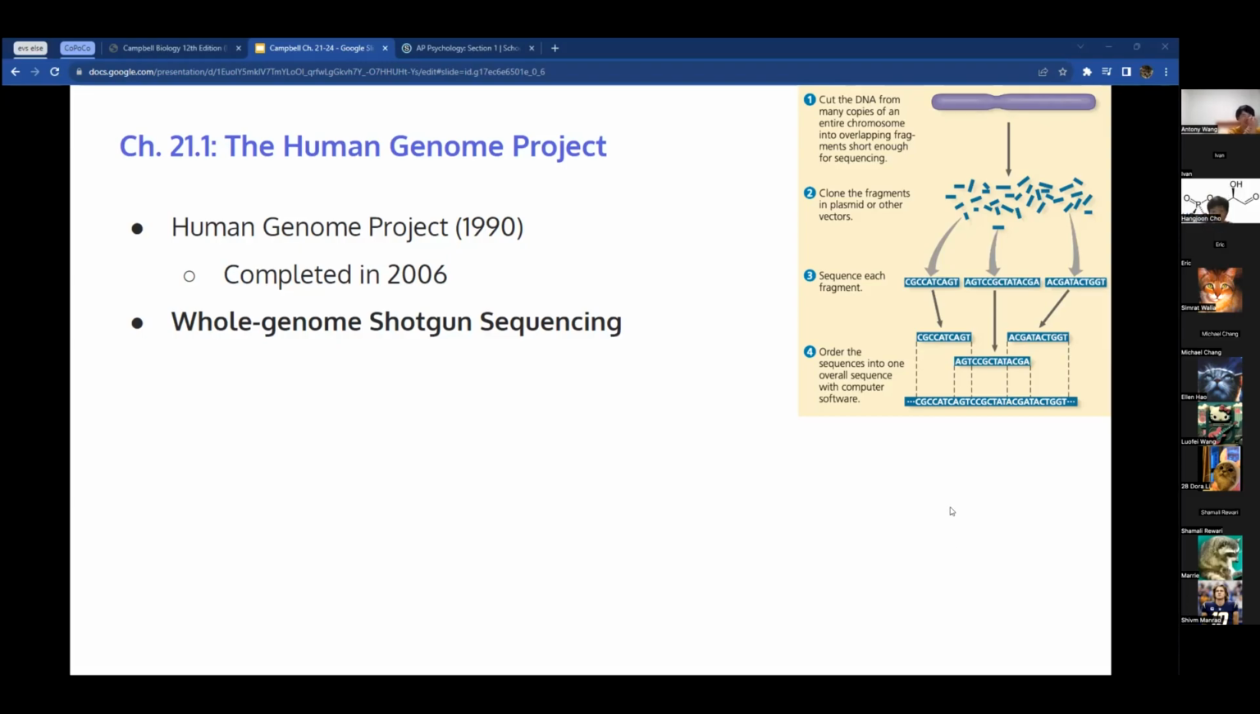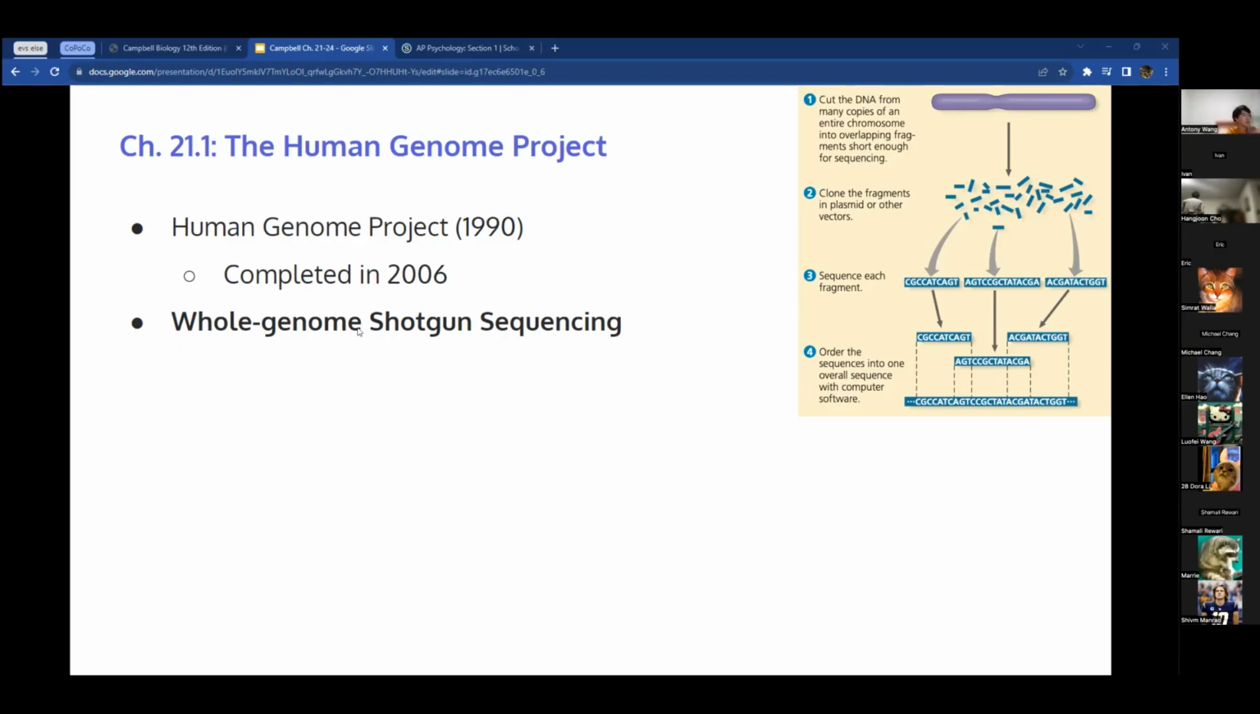All right, let's actually get started. So in the 90s, a bunch of researchers came together and they decided, hey, we're gonna sequence the entire human genome. This took 16 years and labs all across the world.